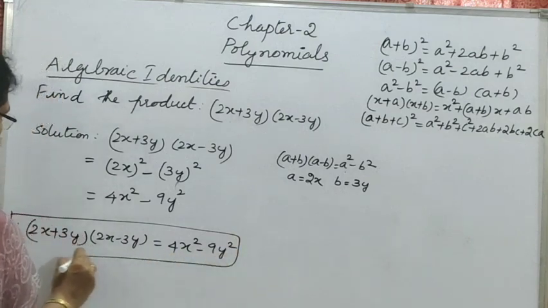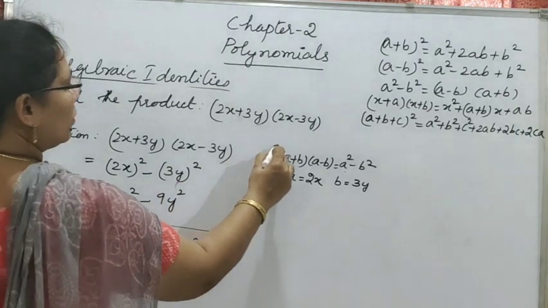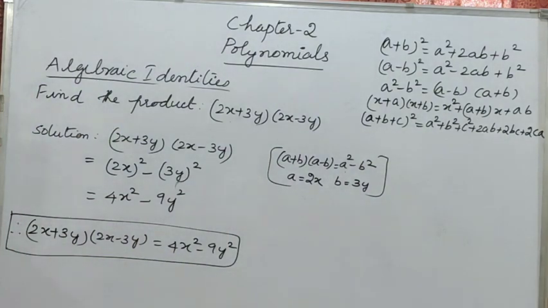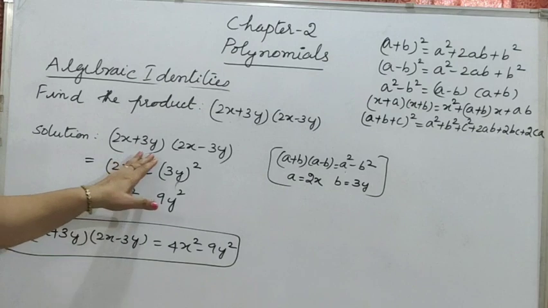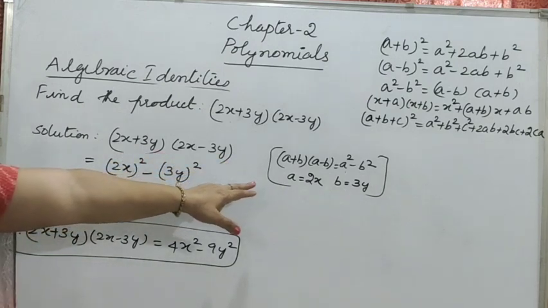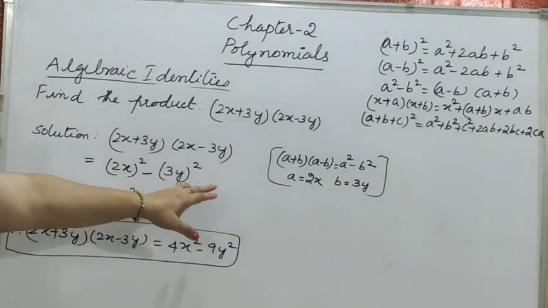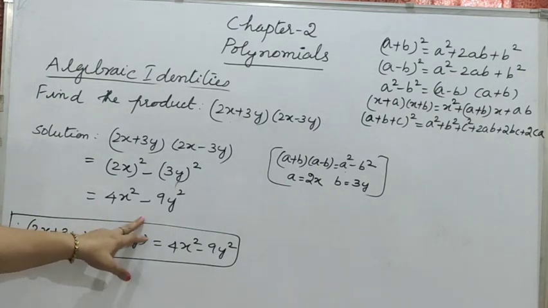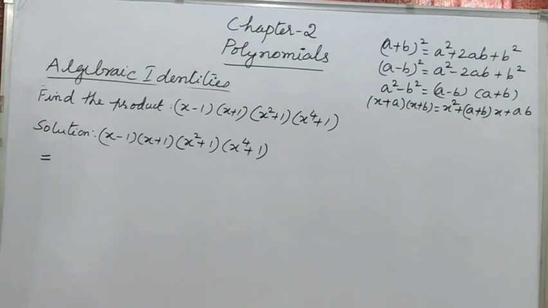Don't forget to write the reasons always. So this also is to be written on the right side, the identity whichever we have used. I think there is no need of explanation. 2x plus 3y into 2x minus 3y. The identity is a plus b into a minus b equals a square minus b square only. So the answer is 4x square minus 9y square.